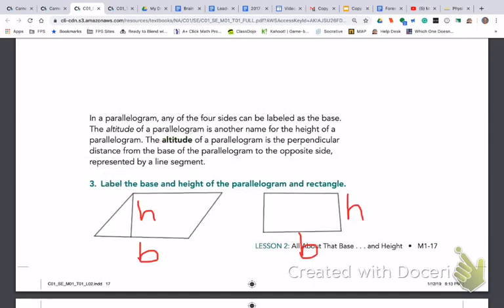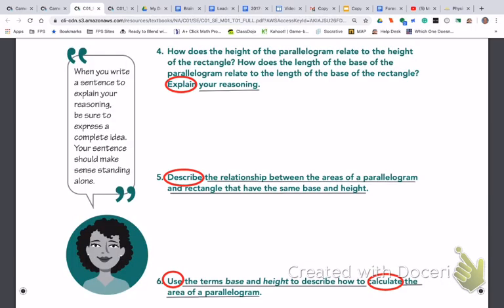For number 3, here is an example of how you can label the base and height of the parallelogram and rectangle. Please turn to page 18. Answer number 4, number 5, and number 6 with your group. Please remember, for number 4, when you write a sentence to explain your reasoning, be sure to express a complete idea. Your sentence should make sense standing alone.